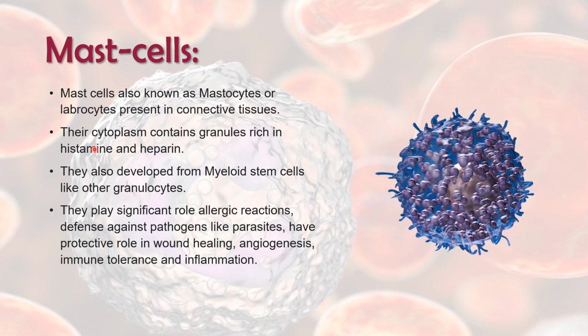Both the mast cells and the basophils are quite similar in their structures and even in their granule compositions. They also develop from the myeloid stem cells, as we know, like other granulocytes. That's why the mast cell is also considered a granulocytic cell.